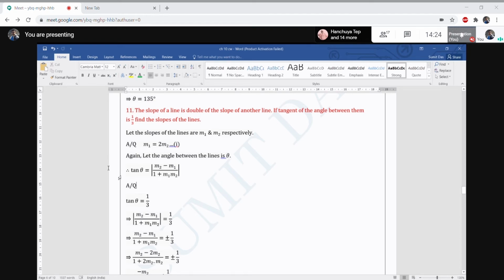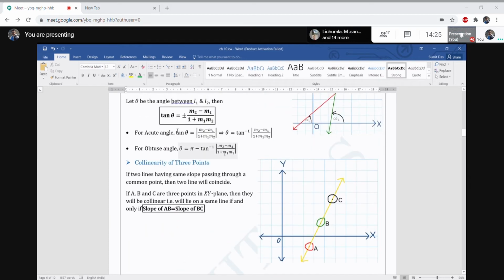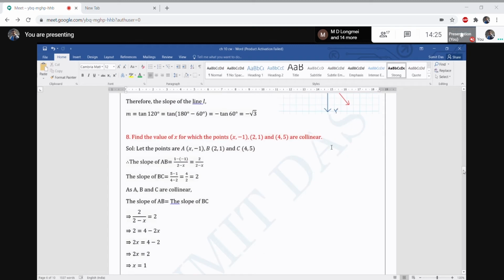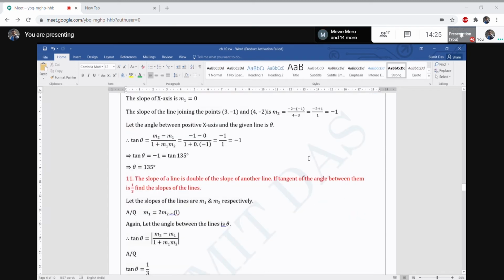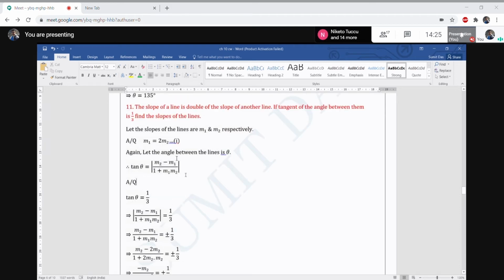As per the question, tan theta is 1 by 3, but we know the formula for the angle between two straight lines. The formula is tan theta equal to plus minus m2 minus m1 divided by 1 plus m1 into m2. Instead of plus minus, we use the modulus sign. So we can write tan theta equal to modulus of m2 minus m1 divided by 1 plus m1 m2. Here the tan theta value is given as 1 by 3.